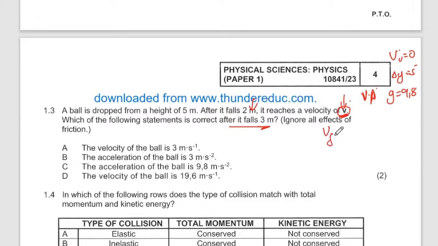So if I use VF is equal to VI plus g t, my final velocity is what I'm looking for, initially 0 plus 9.8. But this doesn't have time, which means it's not going to make sense. There's no time involved. How about I use the squared one? It makes sense, yes. VF squared is equal to VI squared plus 2 a delta y.